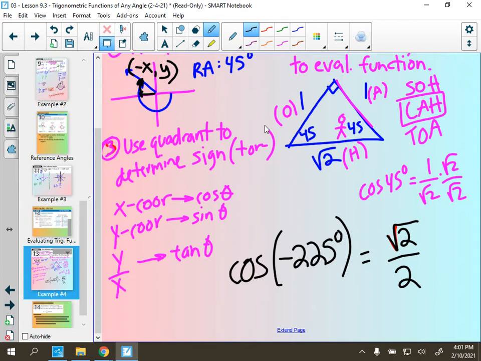And then I just got to look. Okay, cosine, I got to remember this. Cosine goes with x coordinate. What is the x coordinate of our location? Is it positive or negative? Oh, I already made a note for myself. The x coordinate is negative. So my answer here, my cosine should be negative. So that's what we mean by using the quadrant. I'm trying to keep the notes reasonably short.